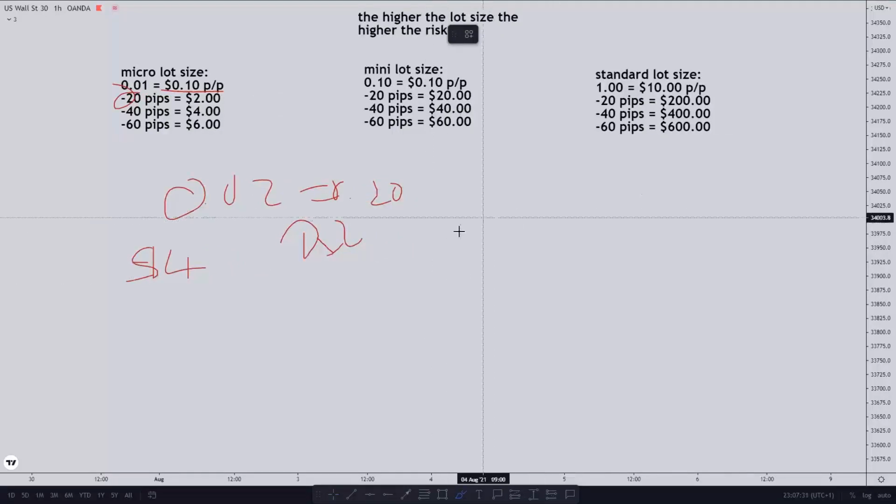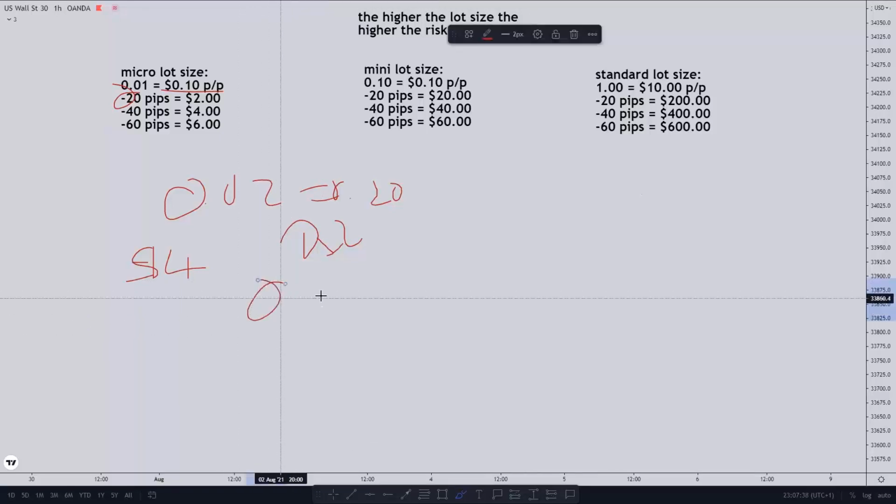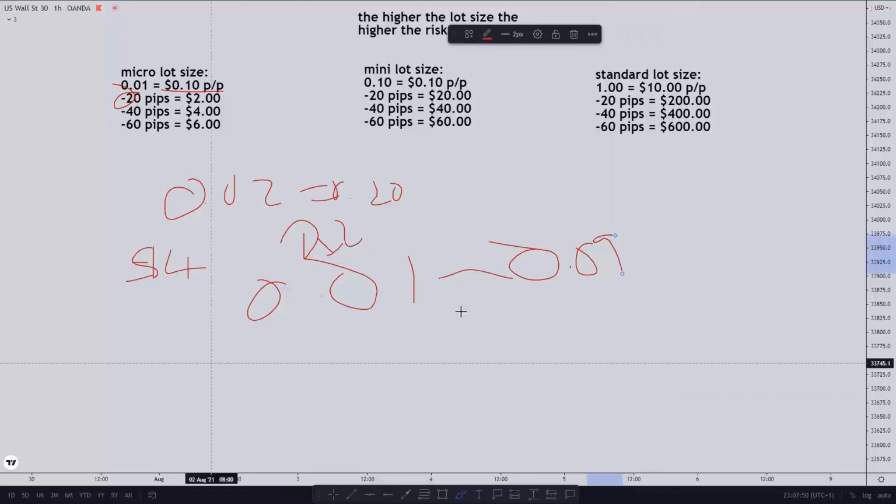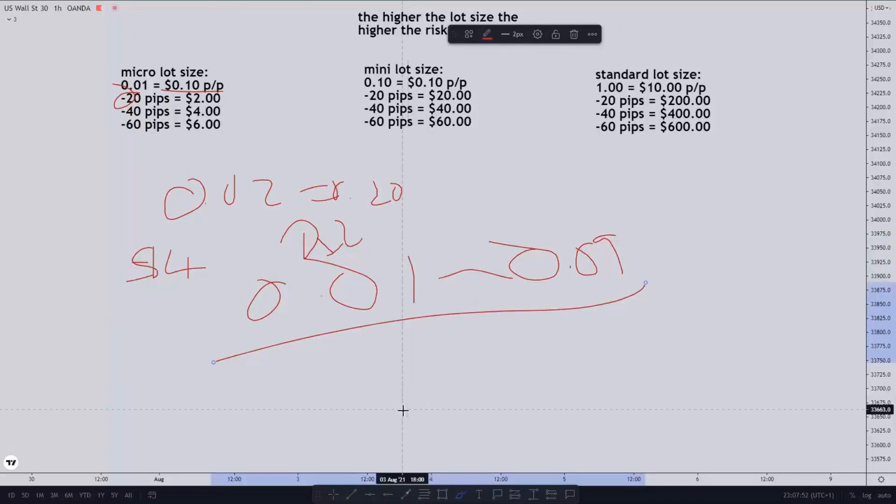So another example is going to be, let's say, a micro lot size is from 0.01, which is going to be the minimum, and then let's say to 0.09. That's a micro lot size, and then from there, from 0.10 and up, there's going to be a mini lot size, right? So anything between 0.01 and 0.09, that's a micro lot size, right?